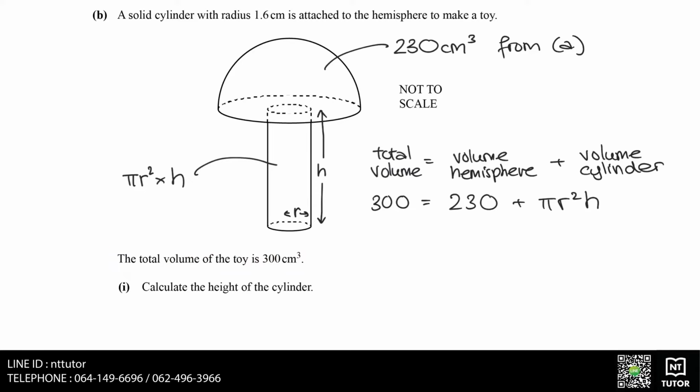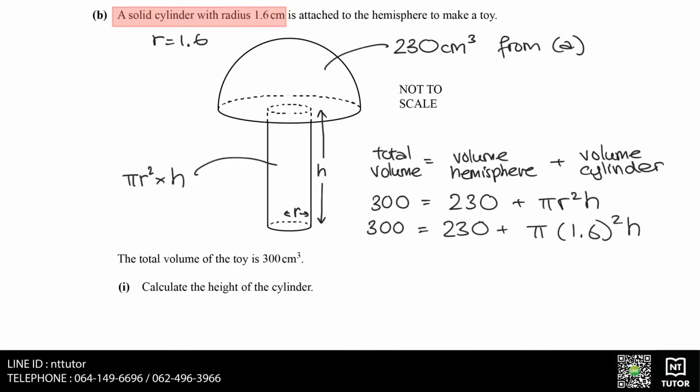The question tells us that the radius of the cylinder is 1.6 centimeters, so we can substitute r with 1.6. And now we have an expression that involves h, the height of the cylinder, that we can use to solve for h.